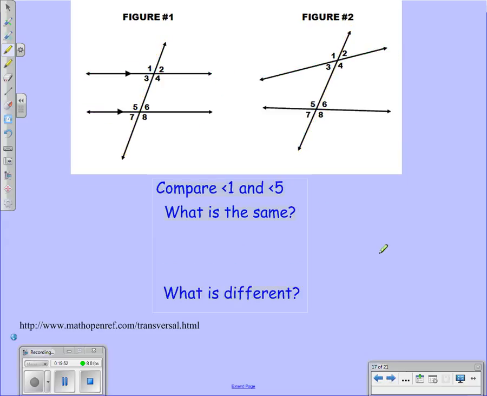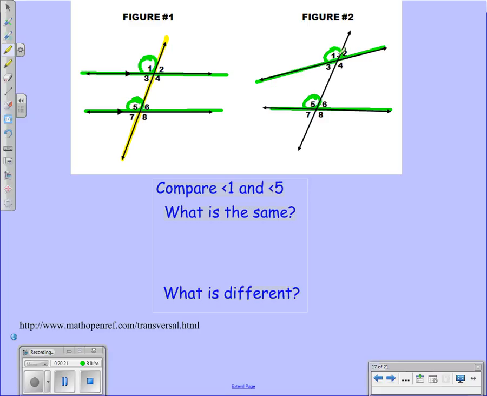Looking at the same figure, now we're going to compare. Let's look at angles 1 and 5. So remember, we still have a transversal, and now we're looking at, here are our parallel lines, and we're going to look at angle 1 and angle 5. Again, second picture, not parallel, angle 1 and angle 5.